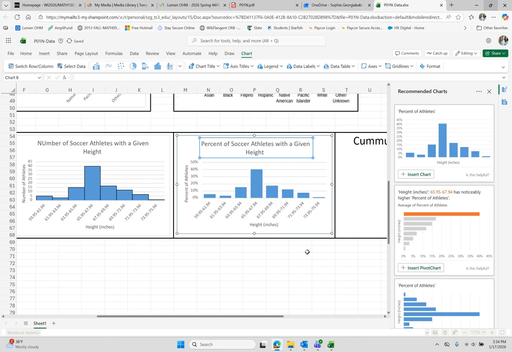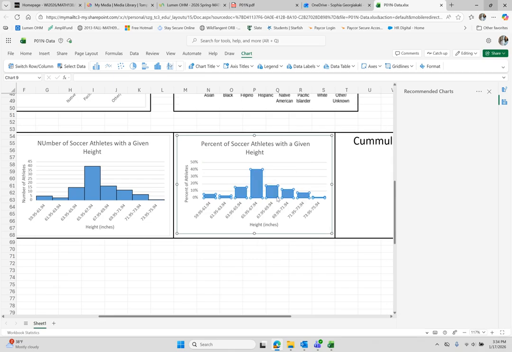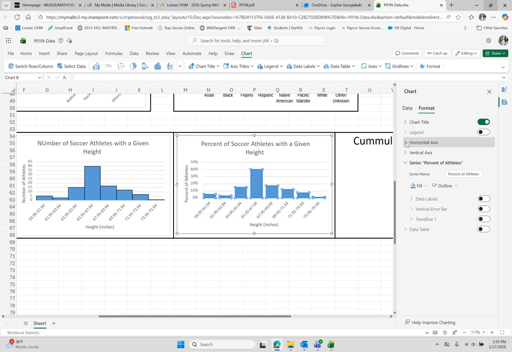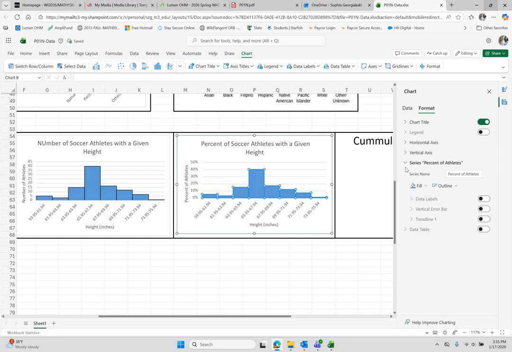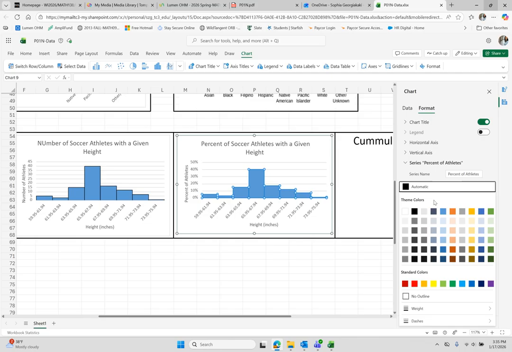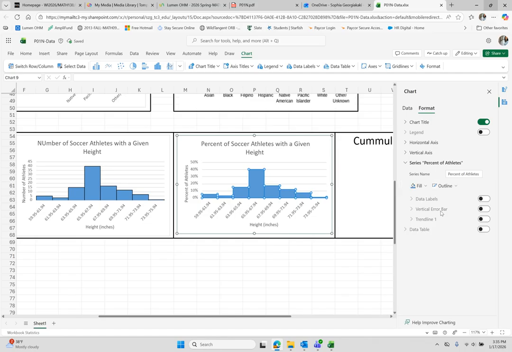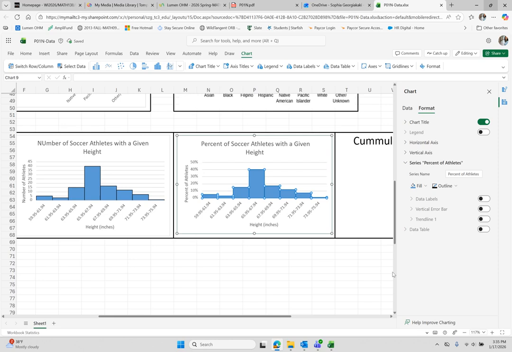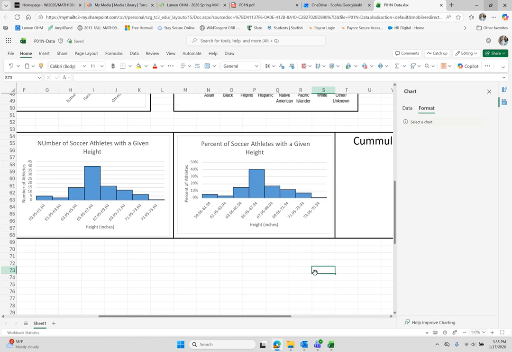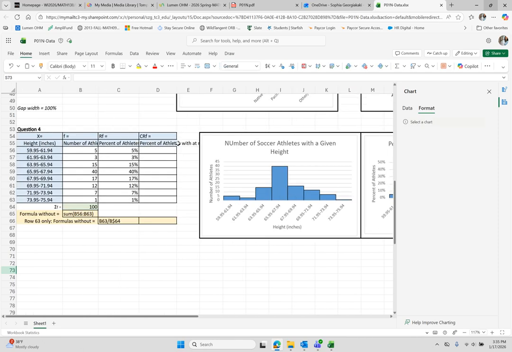Okay. And I want this to be a histogram, so I will format this series to have under horizontal axis gap 0 and under series an outline of black. Let's not call it automatic because it makes it the same color, so a black outline. Awesome. Cumulative relative frequencies. How do I find them?